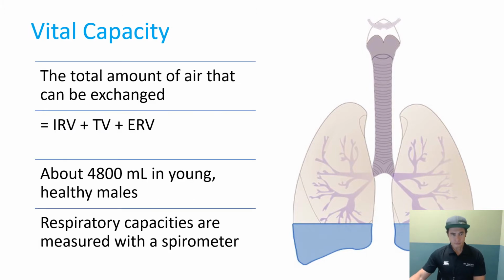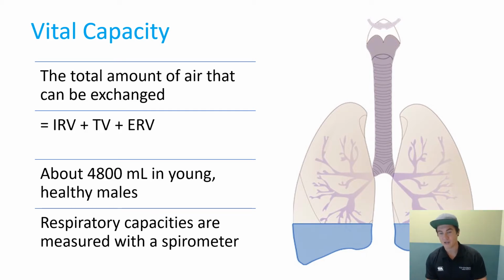And then vital capacity is the total amount of air that can be exchanged. So this is all of your total lung volume, so the most amount of air that can be taken on by your lungs, minus that residual volume, so that air is always in the lungs. So we can work out your vital capacity by looking at your inspiratory reserve volume plus your tidal volume plus your expiratory reserve volume, and it's about 4.8 litres in young healthy males.